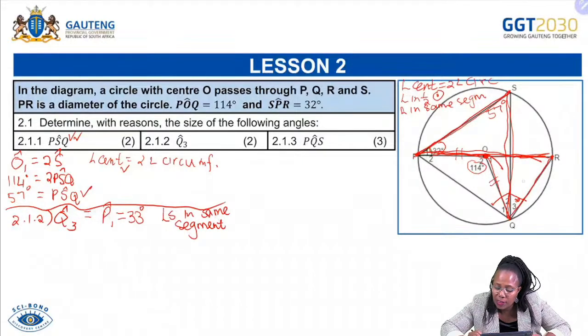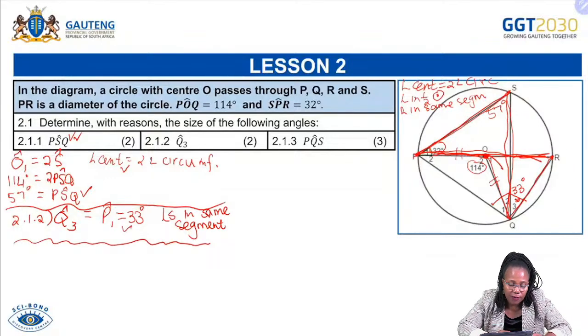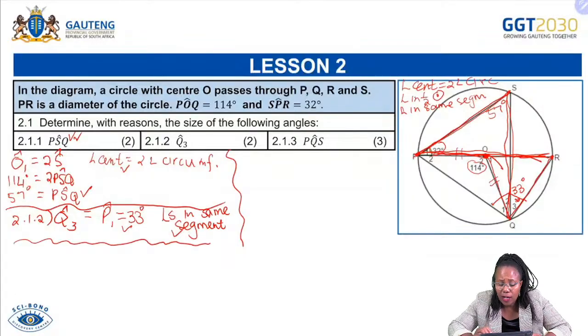So that means this is 33 degrees. We have answered. Number 2 is 2 marks, for the value and for the reason. And then now 2.1.3, we are calculating angle PQS. PQS means angle Q1 plus angle Q2. We are talking about this angle here.